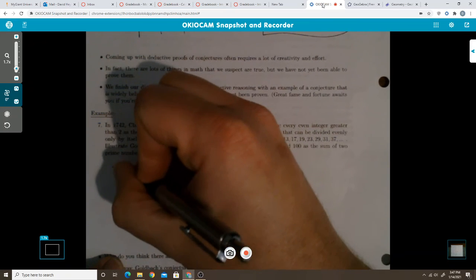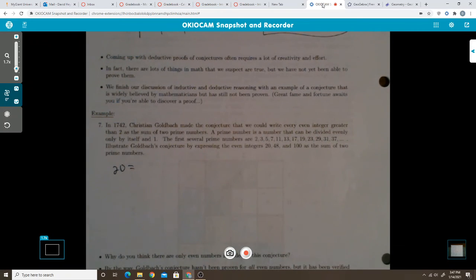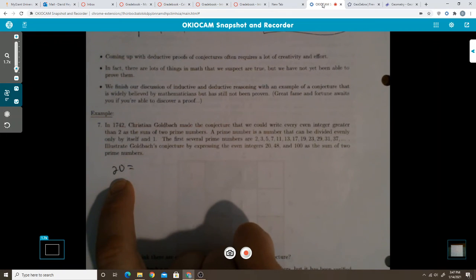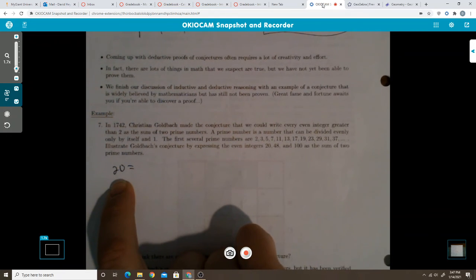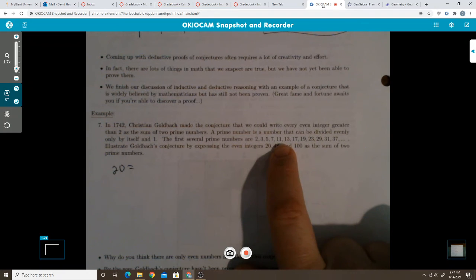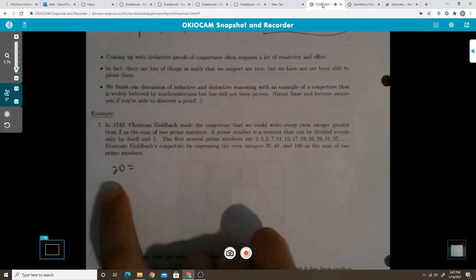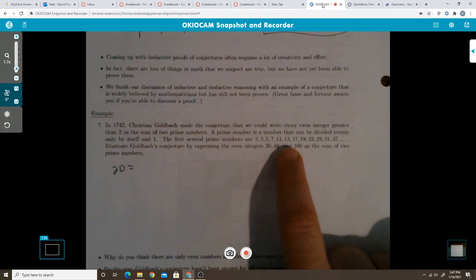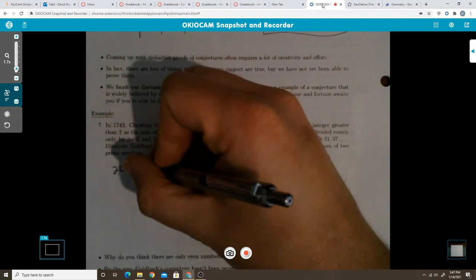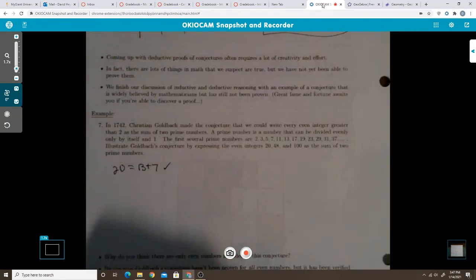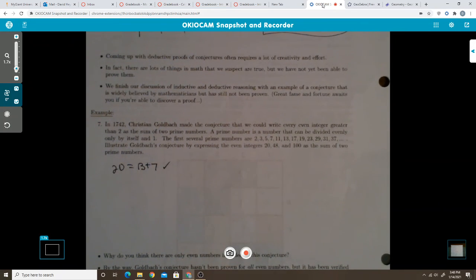So 20 we could rewrite, for example, as 10 plus 10, but that wouldn't do the trick because 10 is not prime. We want to find two prime numbers that add up to be 20. We could try 11 and 9. 11 is prime, but 9 isn't. So 11 and 9 won't work. We could try, well, 12 won't work. We could try 13. 13 and 7? 13 and 7, they're both prime. So sure enough, 20 can be rewritten as the sum of two prime numbers.